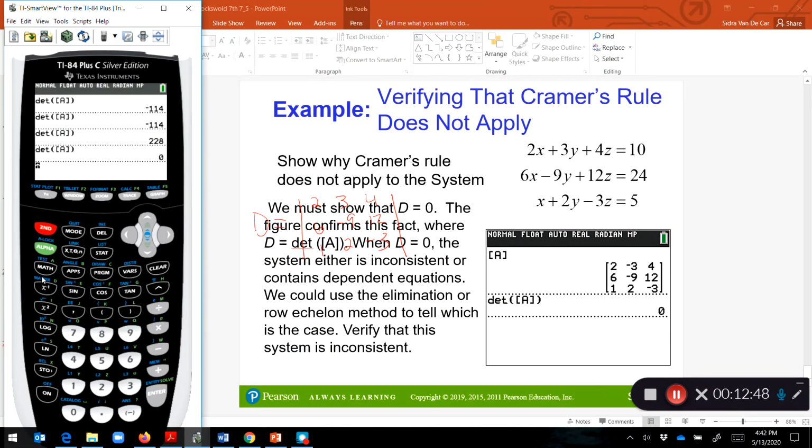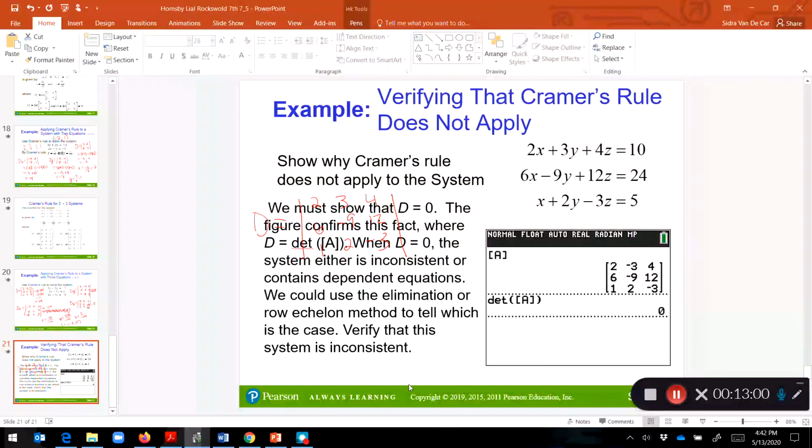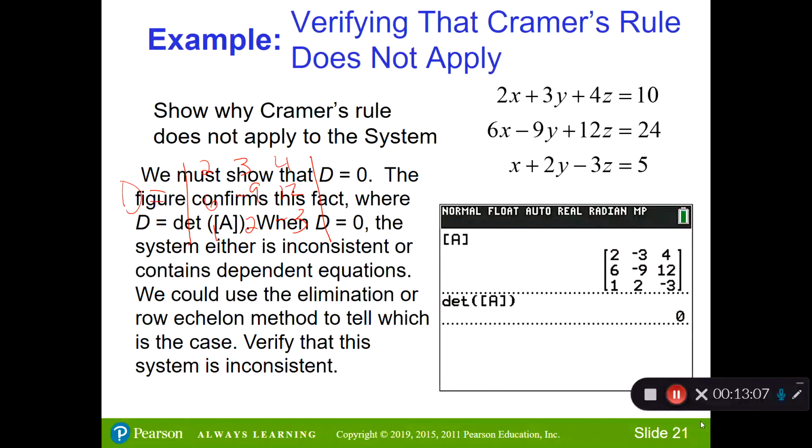So I'm going to go to second matrix, over here to edit, option A, and let's keep our 3 by 3, but we're going to change the values here. And, oh, actually, it's already done for us there. So we can just use that. I didn't advance far enough, right? We plug in our A, calculate the determinant A, we see it's a 0. That tells us that we can't use Cramer's rule to solve that system. It tells us more than that. It tells us the system is inconsistent.